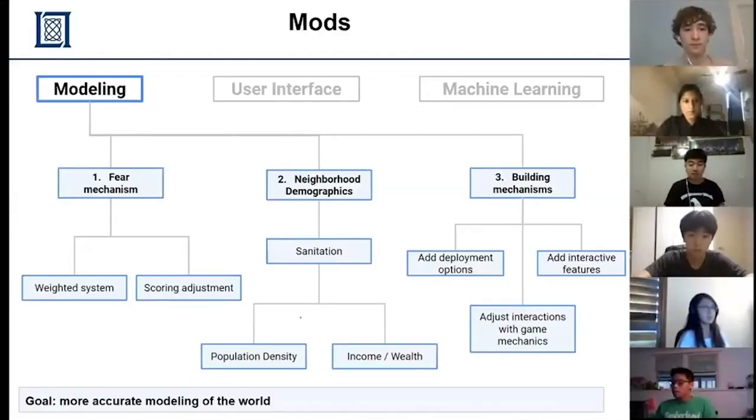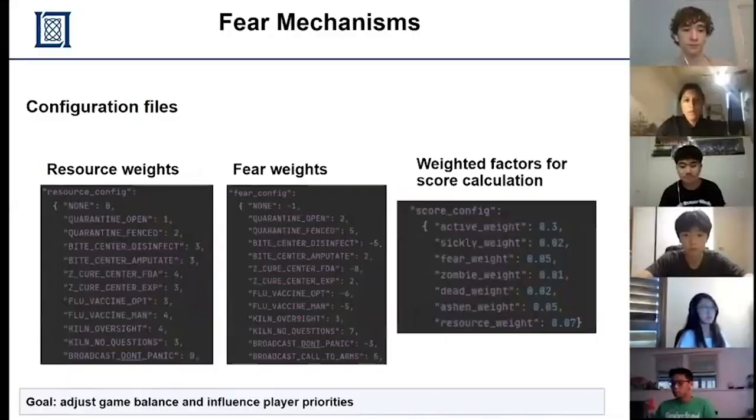The main purpose of our mods is to make the game more realistic and more of a model of real life. The first mod makes fear less impactful in the game. The original Zombies or Flu game was too heavily influenced by fear, so we reduced the value of fear in 2 ways. The first being having a weighted system, and second, changing the points equation. The result of having a reduced fear value is so that the player can care more about saving people than reducing fear, as they should in real life.